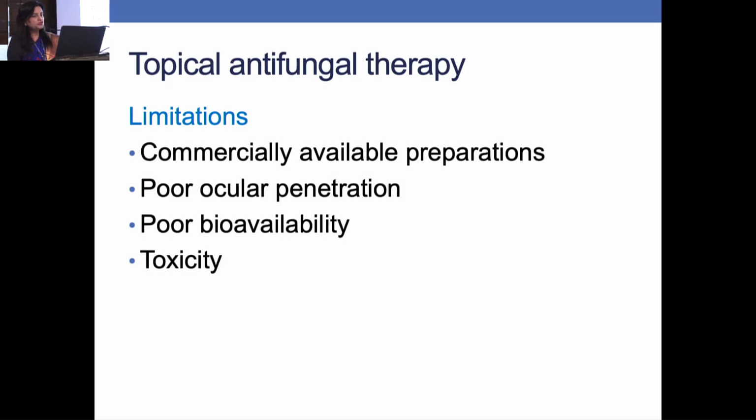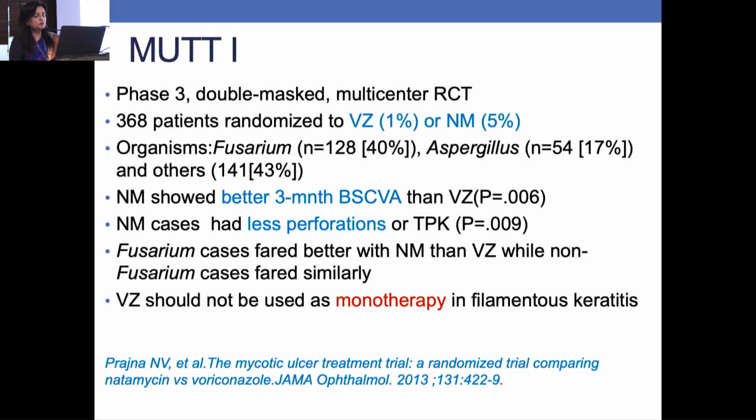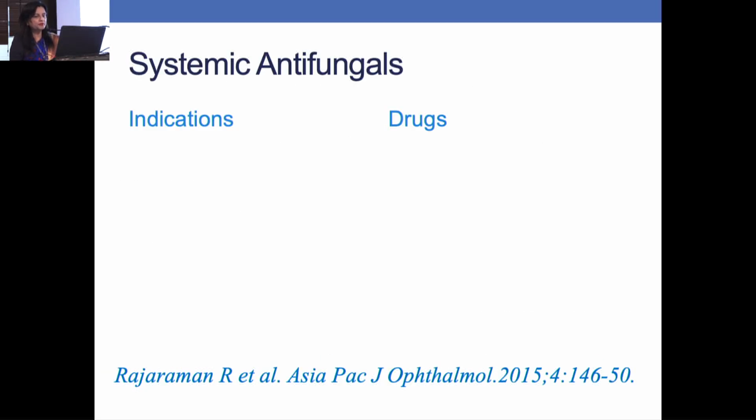But there are some limitations of topical natamycin: it doesn't have very good penetration and it has poor bioavailability. The MUTT 1 trial, the Mycotic Ulcer Treatment Trial, did teach us that voriconazole you should never start as a monotherapy.